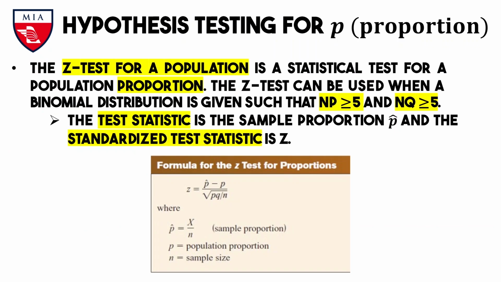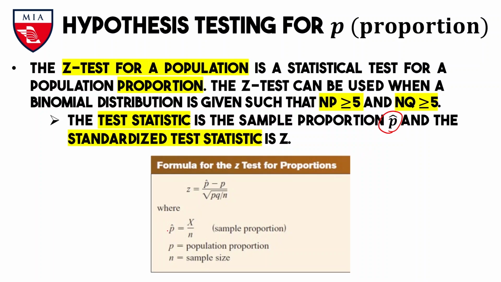The Z test for a proportion is a statistical test for a population proportion. The z-test can be used when a binomial distribution is given such that NP is greater than or equal to 5 and NQ is greater than or equal to 5. The test statistic is the sample proportion, P hat.